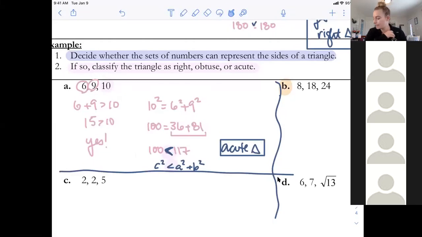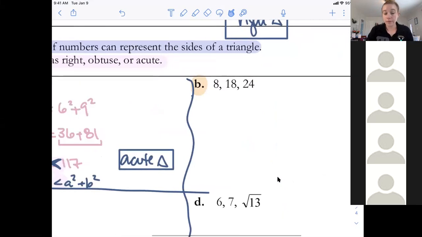Okay, take another minute. Okay, let's look at letter B together. If you're still working and you feel good, keep going through the rest of them. If you are not sure what's happening, come talk to me on letter B.